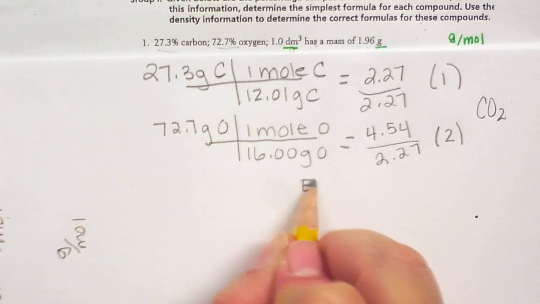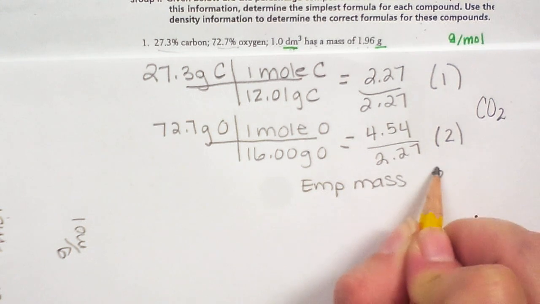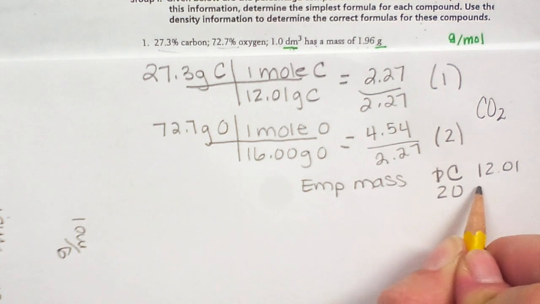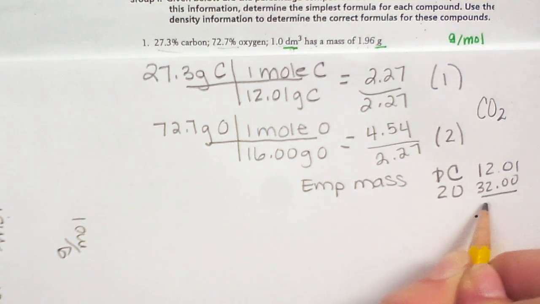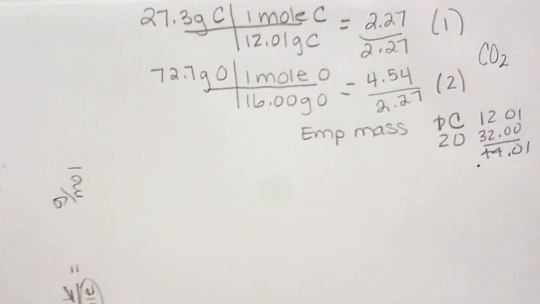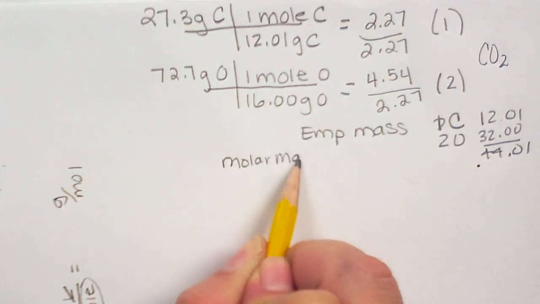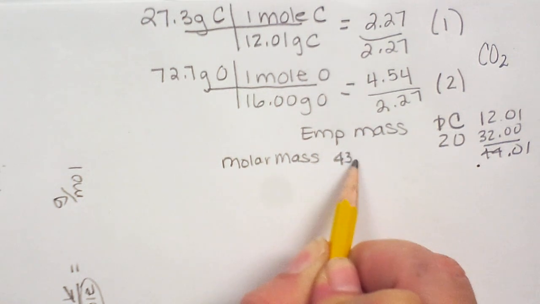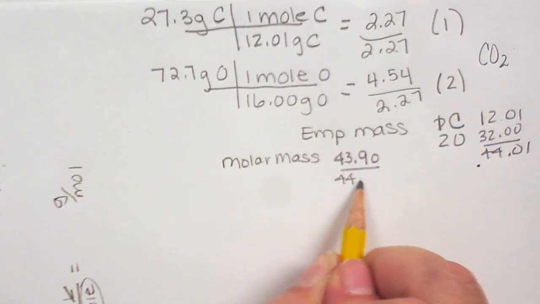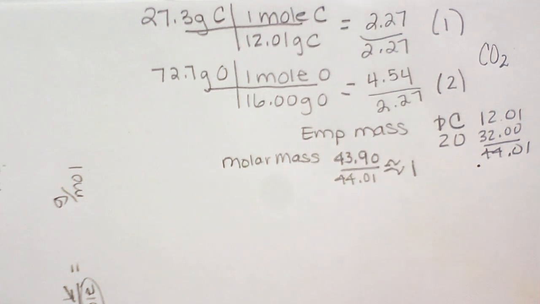My empirical mass, 1 carbon and 2 oxygens, so 12.01 and 32, 44.01. So the next thing I'm going to do is take my molar mass, which I calculated as 43.9, and I'm going to divide that by 44.01, and that equals approximately, good enough for government work, 1.